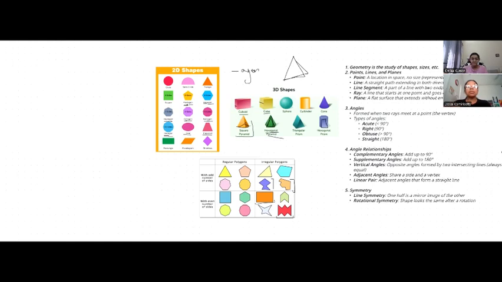Another important thing to remember about the difference between regular and irregular polygons is that regular polygons have the same length of sides. So this is the same length, that's the same length, this is the same length, and it goes on, right? They have the same length and they connect with one another.